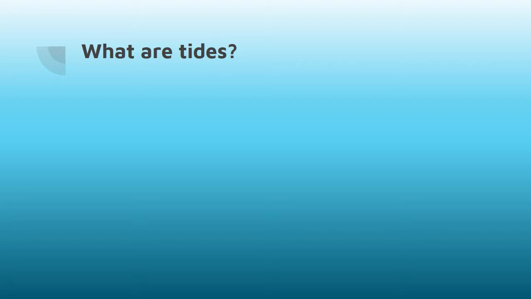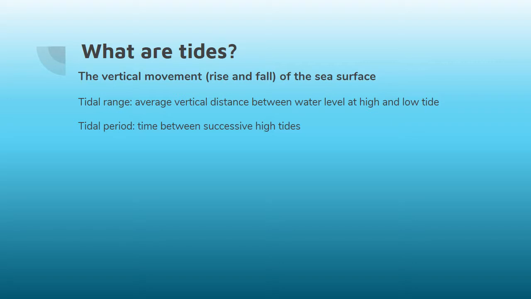What are tides? Tides are the vertical movement, or the rise and fall, of the sea surface. To start off, there are two important terms regarding tides: the tidal range, which is the average vertical distance between water level at high and low tide, and the tidal period, which is the time between successive high tides.